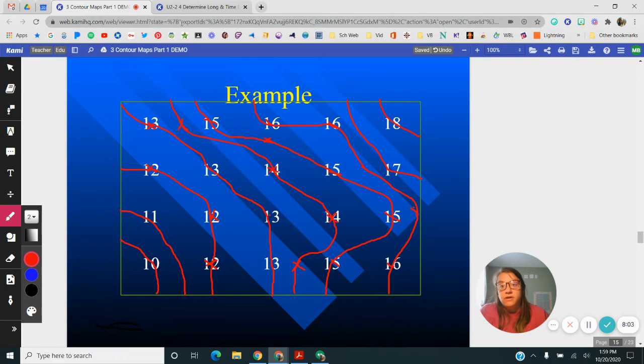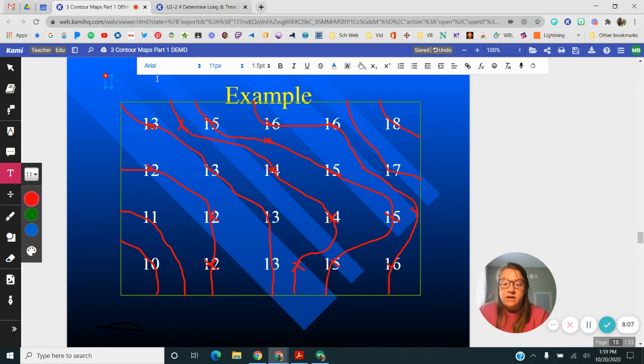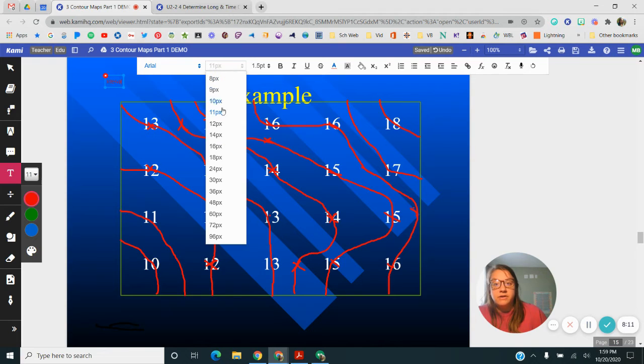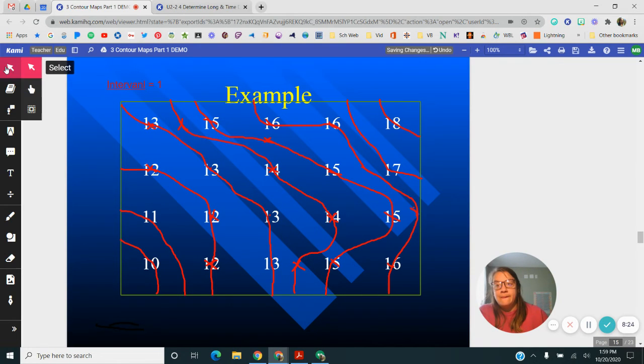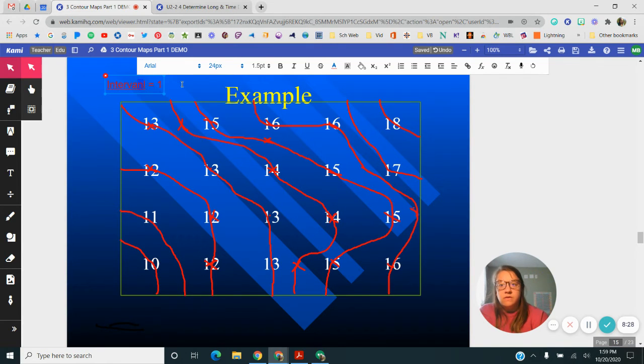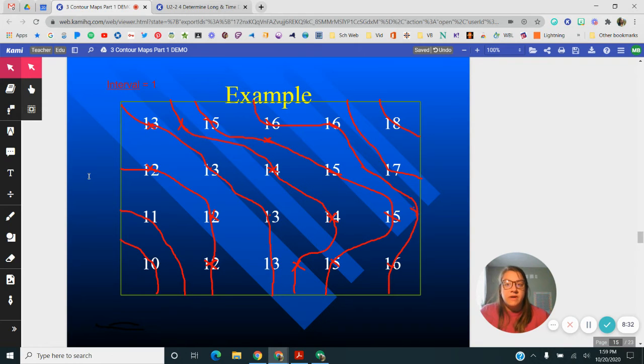So my interval is 1. If I write it in here, I'm going to make that a lot bigger so that you guys can see it, but you still have to highlight it. My interval is 1. Okay? So that's my first example.